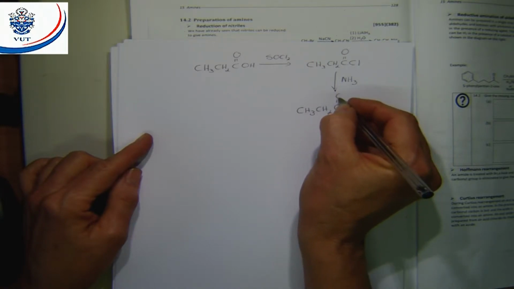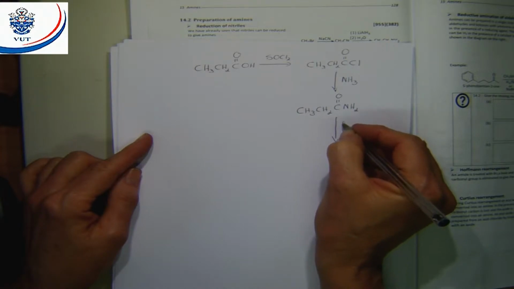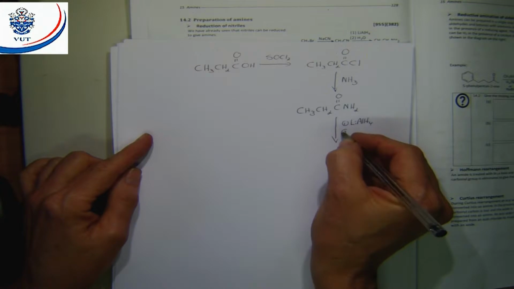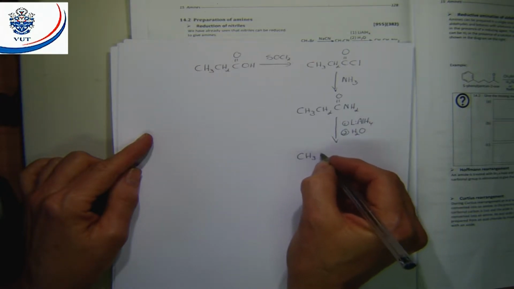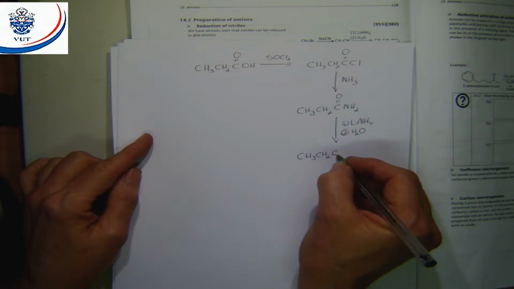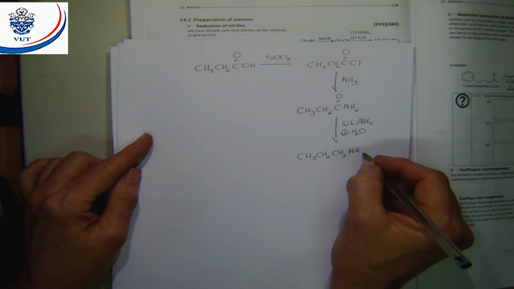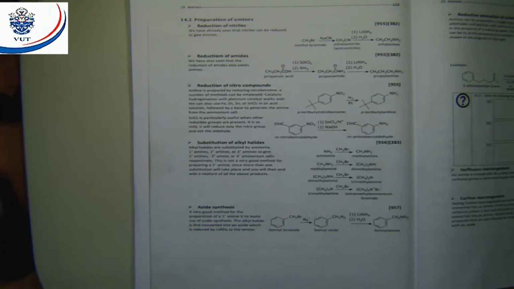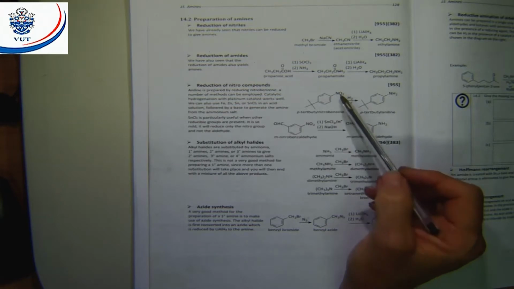And the amide you can then reduce with the lithium aluminium hydride, water, and you have your amine. So the oxygen is gone, you have hydrogens there, and you have your amine. Another reduction process is when we have nitro compounds. We did this one before.